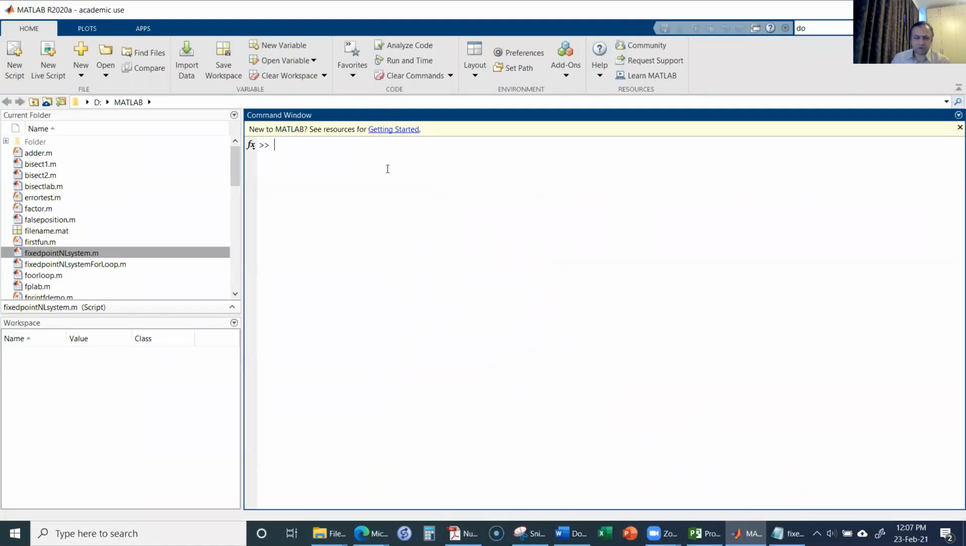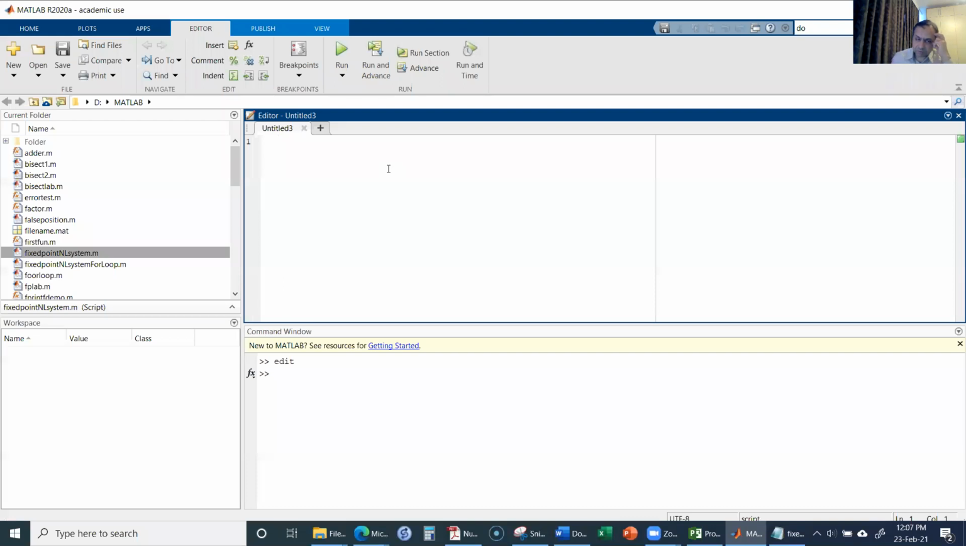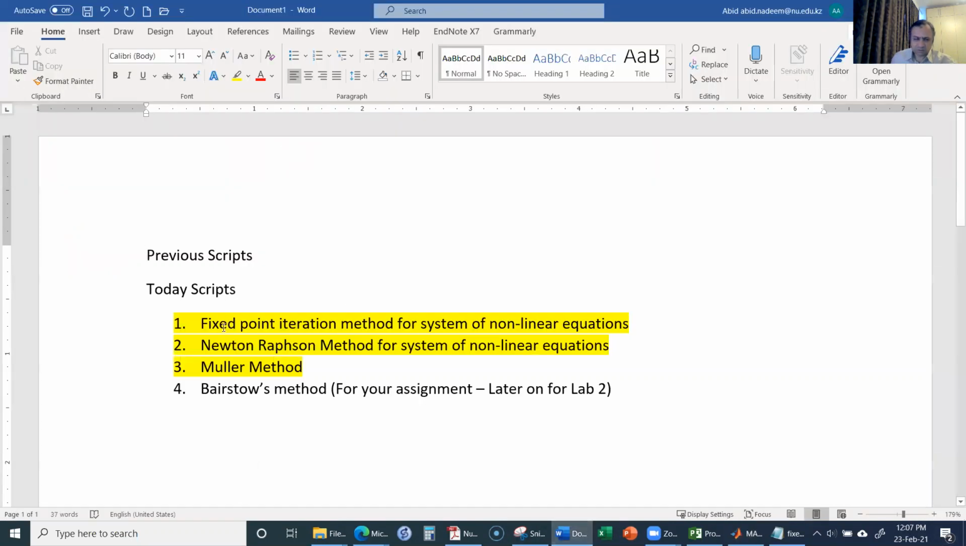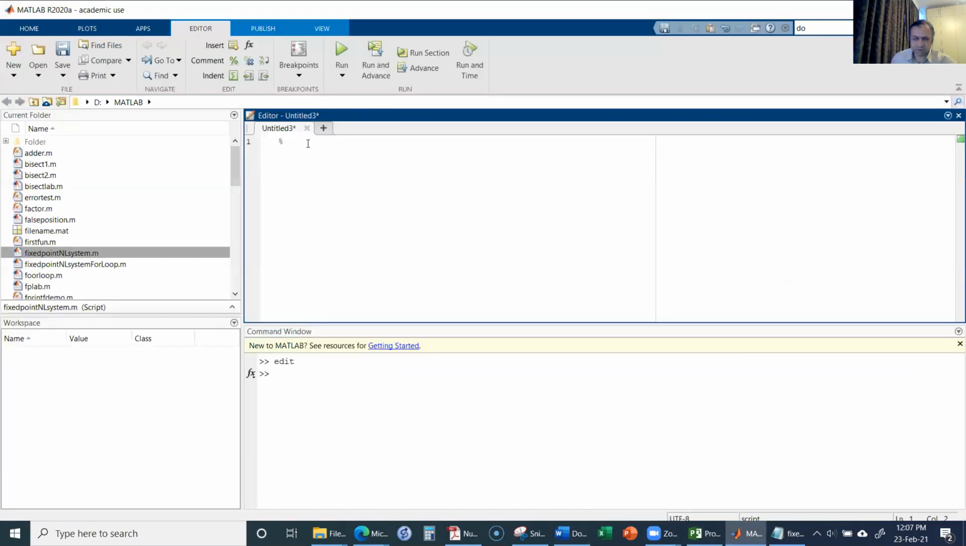Okay, so in MATLAB, for the script, we will go to the edit window. This edit window will open, and now I'm writing the comment: Fixed point iteration method for the system of nonlinear equations. So this is the script. We can start from the stopping error. Maybe you can take any value, 0.001. Okay, so this is the stopping error.